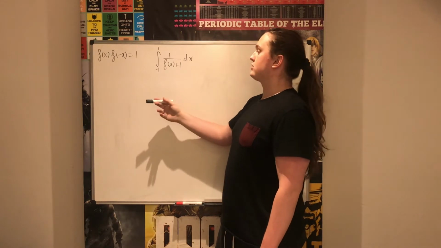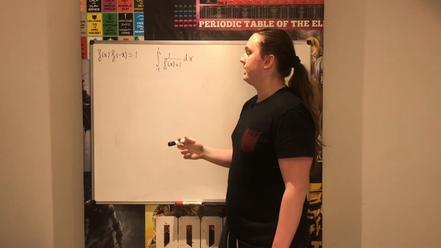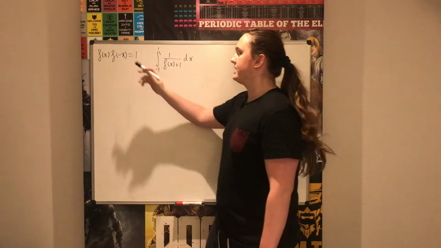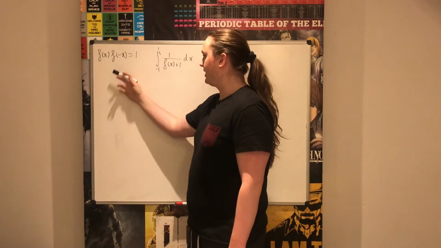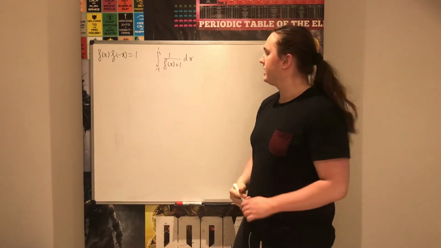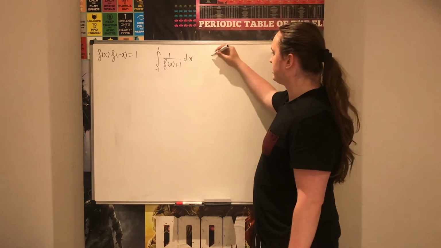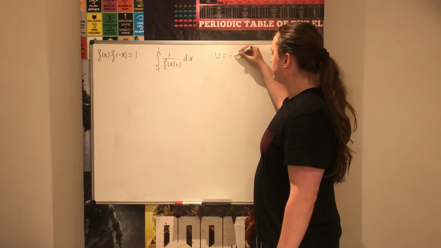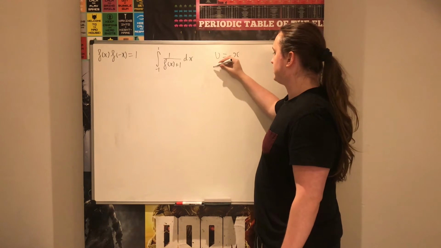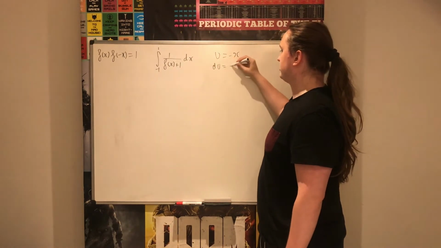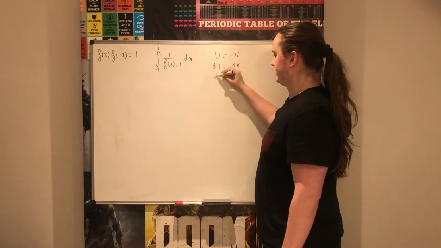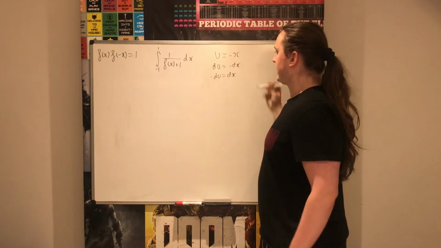So today we have an integral involving an unknown function, and the only thing we know about the function is that f of x multiplied by f of minus x equals 1. So the first step here is to make a substitution with u equals minus x, which means that du equals minus dx, or minus du equals dx.